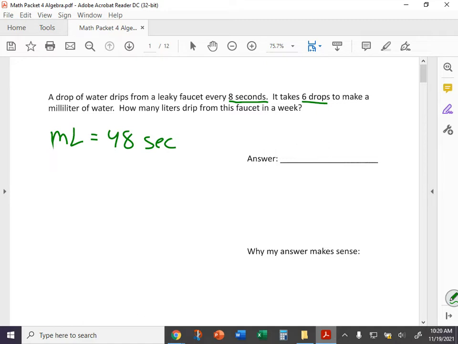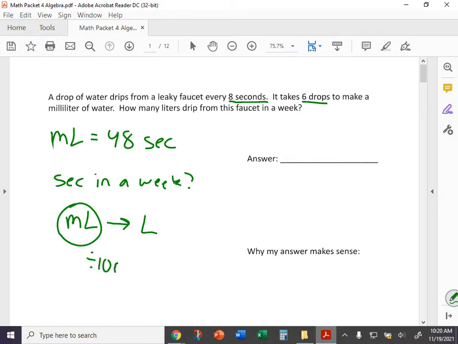So then basically what you need to do is figure out how many seconds are in a week. Okay? That will allow you to calculate how many milliliters fall in a week. And then you want to convert that, go from milliliters to liters. Okay? And that prefix milli means 1,000. So whatever number you get here, you're going to divide that by 1,000, and that's going to bring you to the number of liters.